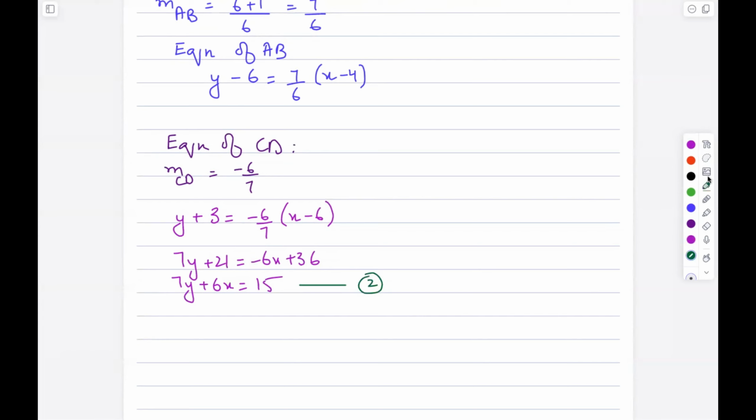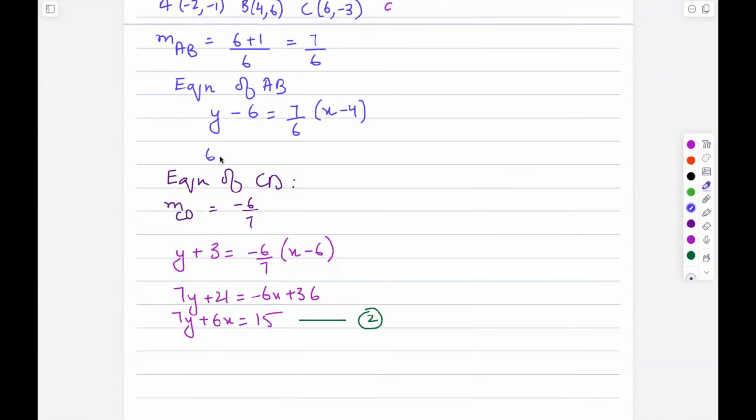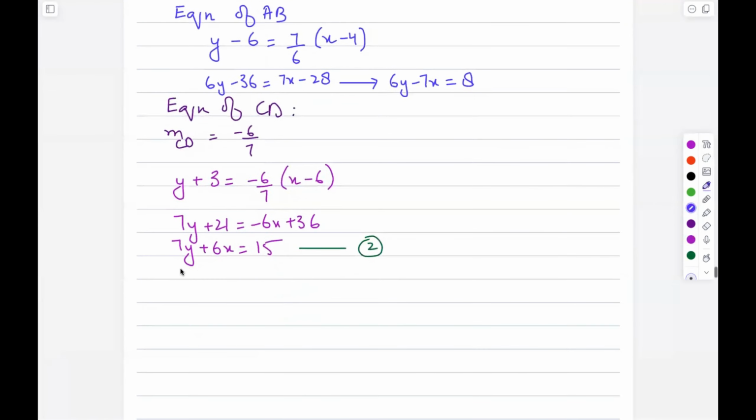And the first equation was y minus 6 is equal to 7 upon 6 into x minus 4. We can simplify it to write it as 6y minus 36 is equal to 7x minus 28. Simplifying this, this will become 6y minus 7x is equal to minus 28 plus 36, which is equal to positive 8. Now solving the two equations simultaneously, this is the second equation, 7y plus 6x equals 15. And the first equation is 6y minus 7x is equal to 8.